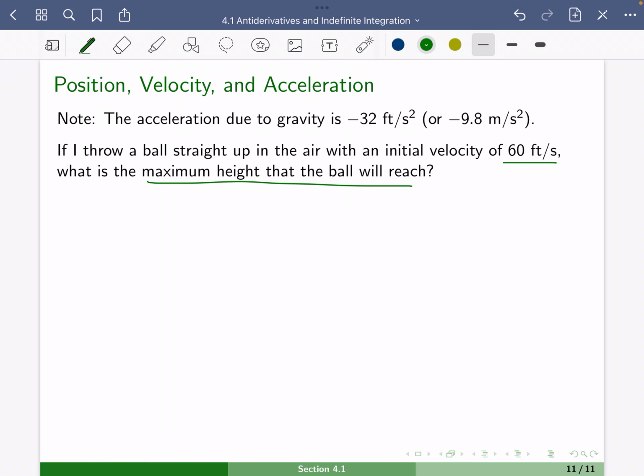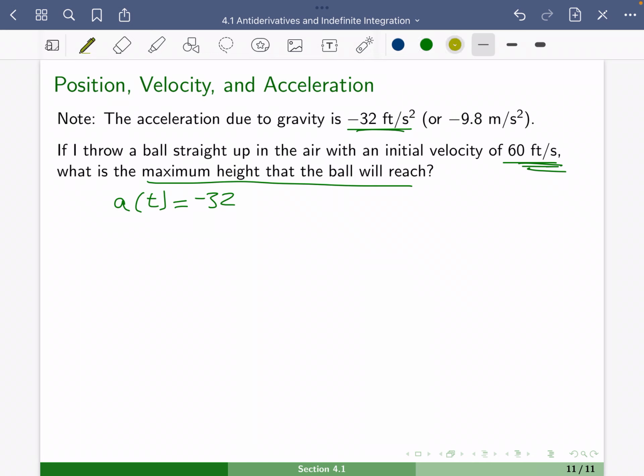Now, as we look at these, we're going to assume that we're on Earth, but we're going to neglect air resistance. All right, so here we know that acceleration due to gravity is equal to, so this is in feet per second, so we will use feet per second. So it's negative 32. And that's a constant acceleration.